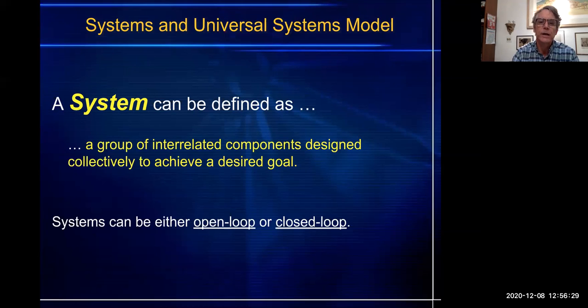You have machines that plow fields. You have machines that plant fields. You have machines that harvest fields. Those are a group of interrelated components designed collectively to achieve a desired goal. Planting and harvesting crops over the course of a year. That is a system. A farm is a system, all right?